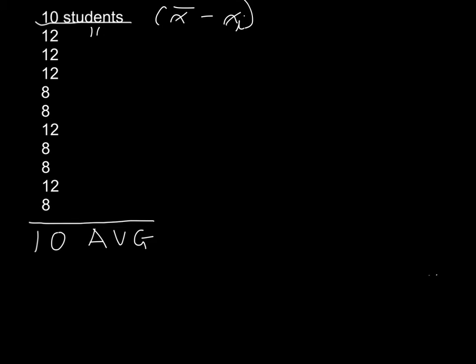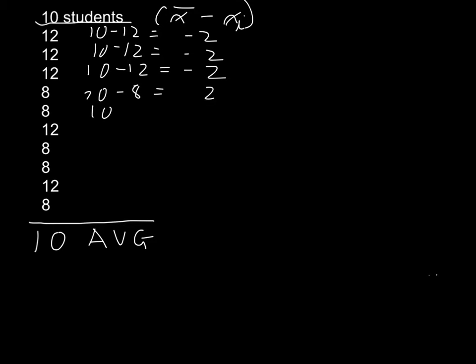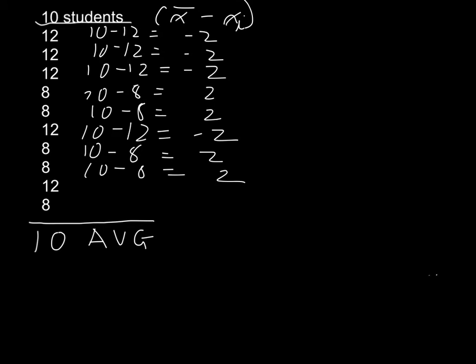So 10 minus 12 is negative 2. 10 minus 12 is negative 2. 10 minus 12 is negative 2. 10 minus 8 is 2. 10 minus 8 is 2. 10 minus 12 is negative 2. 10 minus 8 is 2. 10 minus 8 is 2. 10 minus 12 is negative 2. And 10 minus 8 is 2.